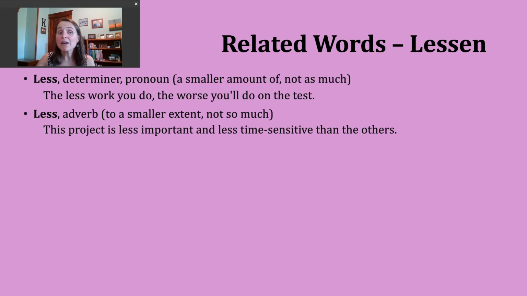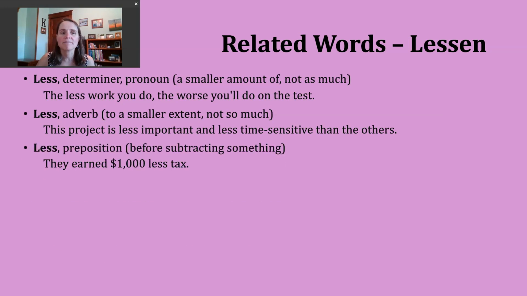Now, less can also be an adverb. The meaning here, to a smaller extent. Again, not as much. Let's take a look at this adverb in a sentence. This project is less important and less time sensitive than the others. Okay, we've got two adverbs there. Those adverbs are describing the adjectives important and time sensitive. And we're saying just not as much of those qualities or characteristics.